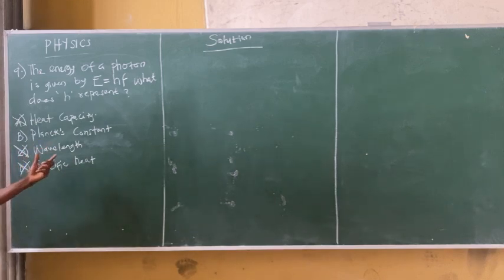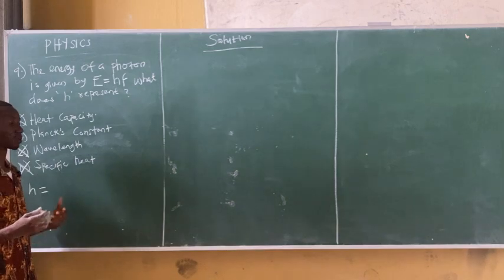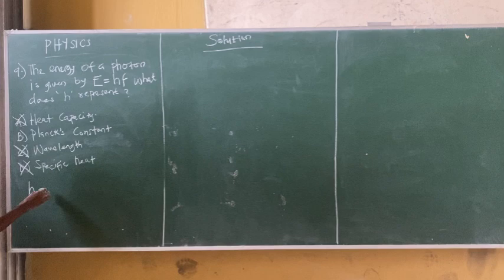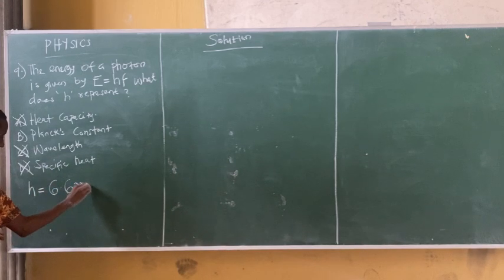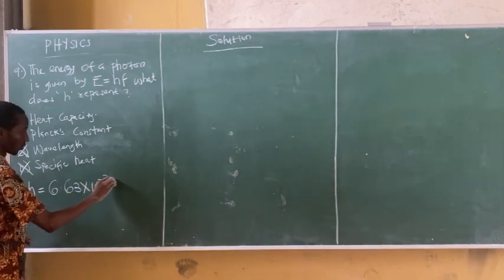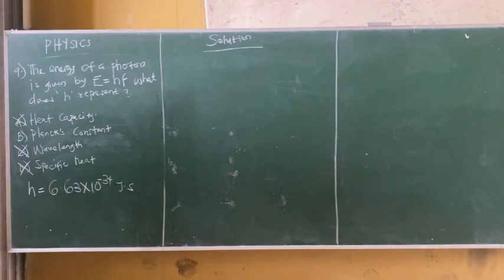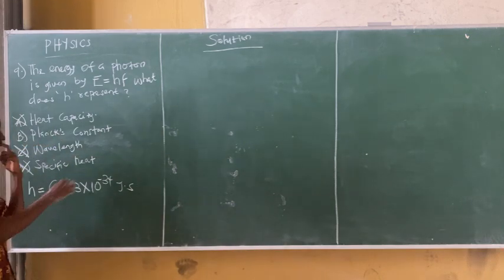The correct answer here is the Planck's constant. The Planck's constant, h, is a fundamental constant in quantum mechanics. It is a constant given by 6.63 times 10 raised to the power minus 34 joule seconds. This is the value for h, the Planck's constant. So the correct answer here is option B, the Planck's constant.